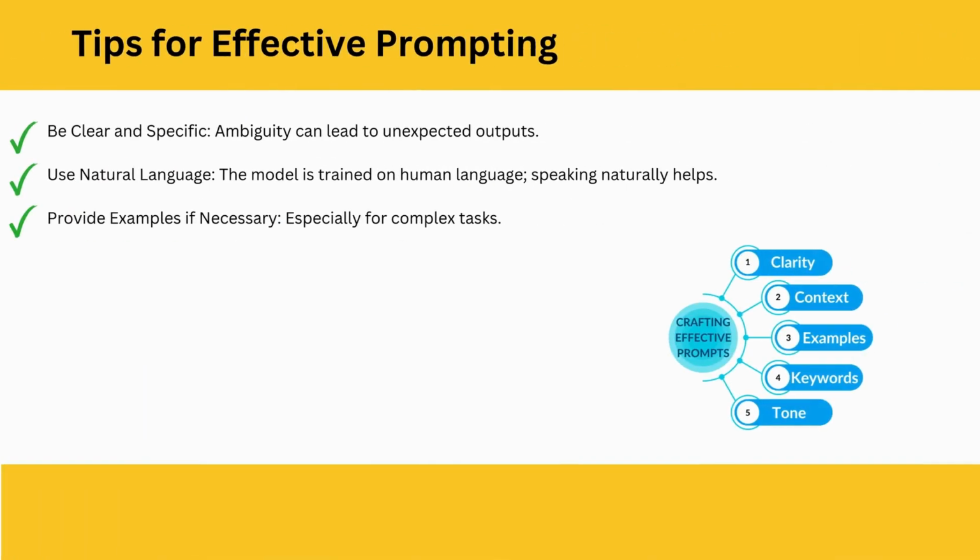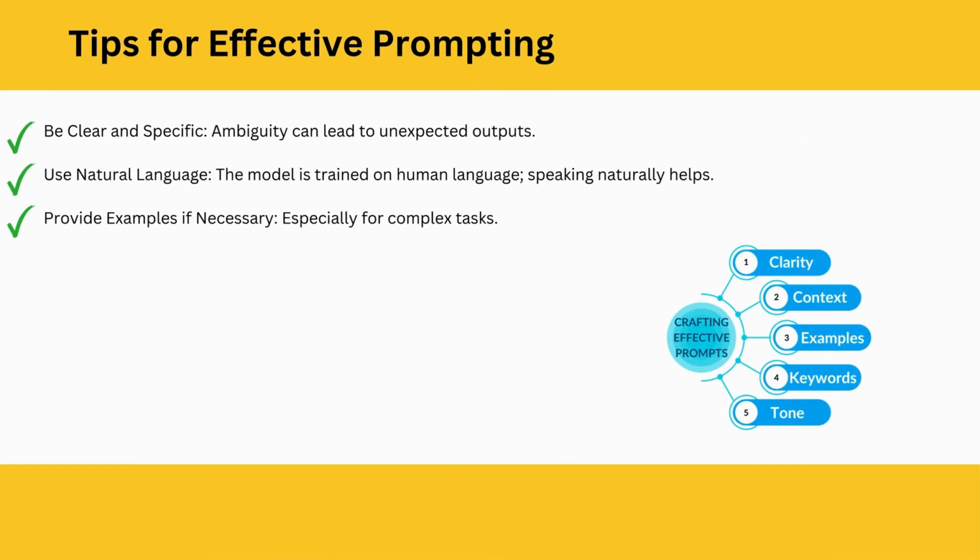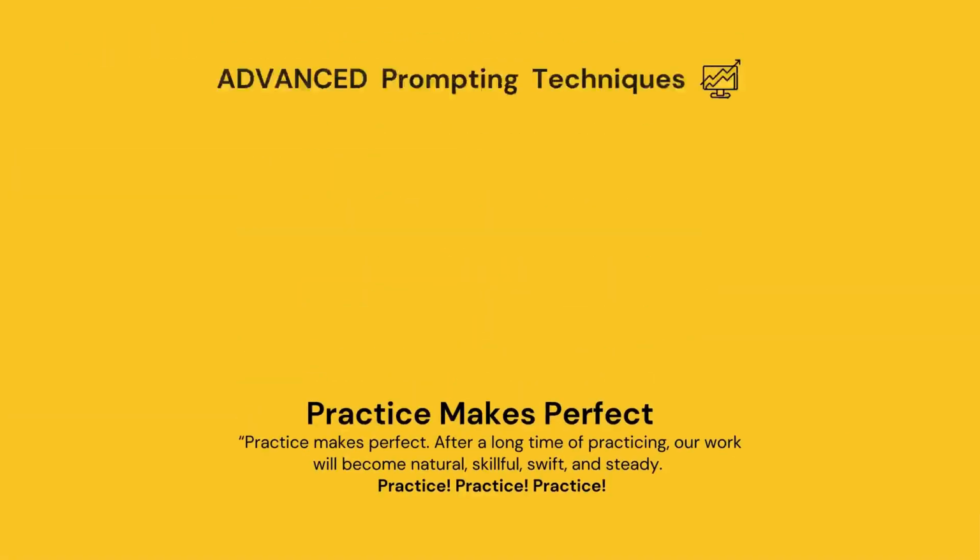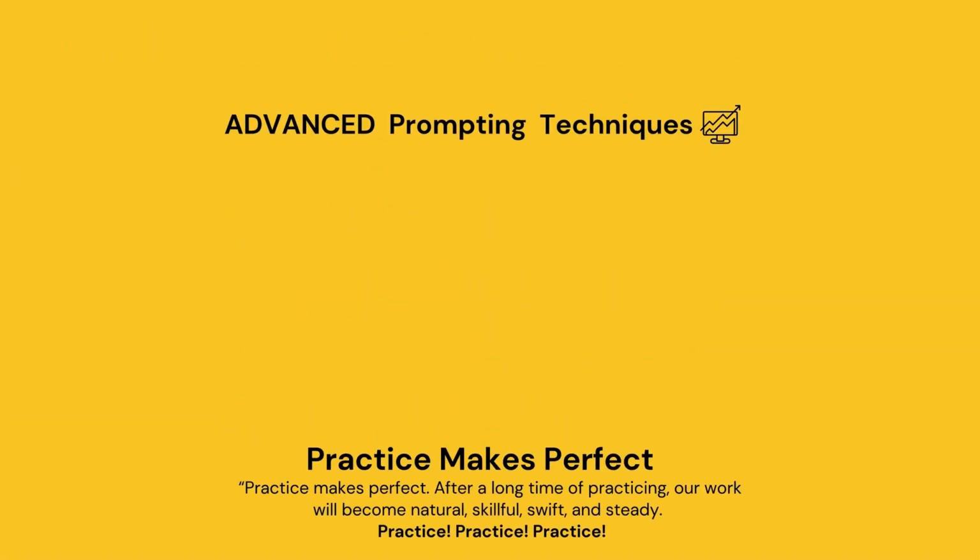Tips for effective prompting: be clear and specific. Ambiguity can lead to unexpected outputs. Use natural language. The model is trained on human language. Speaking naturally helps. Provide examples if necessary, especially for complex tasks. Practice makes perfect. The best way to get better at prompting is through practice. Try crafting prompts for different tasks and see how the model responds. Adjust your prompts based on the outputs to refine your approach.